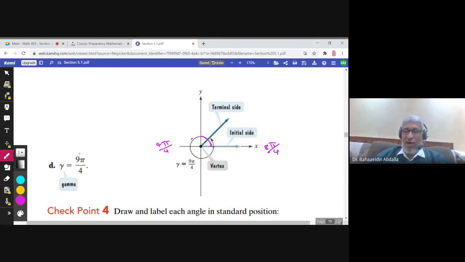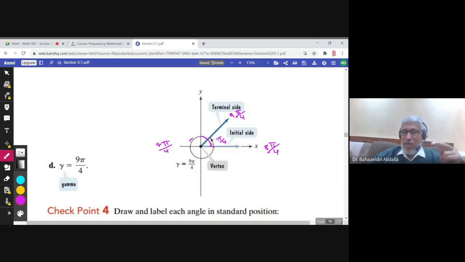You need to graph 9 pi over 4. So you add another pi over 4 and you reach this angle. So this angle, starting from here to here, is 9 pi over 4. It is more than one rotation, more than one revolution. So 9 pi over 4 starts from 0 to here. This is the initial side and this is the terminal side.